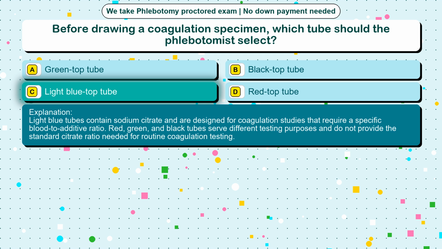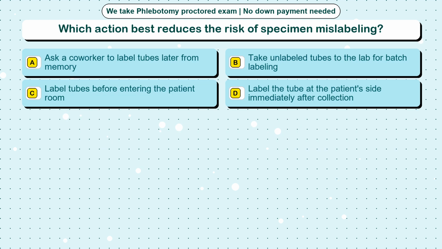coagulation testing. Question 74. Which action best reduces the risk of specimen mislabeling? Option A, ask a coworker to label tubes later from memory. Option B, take unlabeled tubes to the lab for batch labeling. Option C, label tubes before entering the patient room. Option D, label the tube at the patient's side immediately after collection.